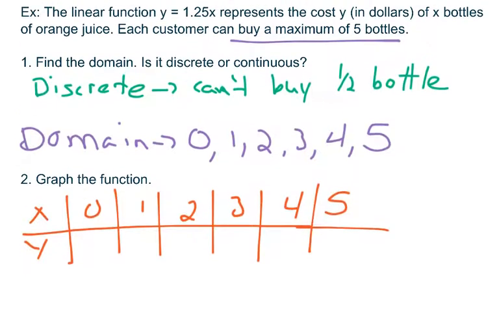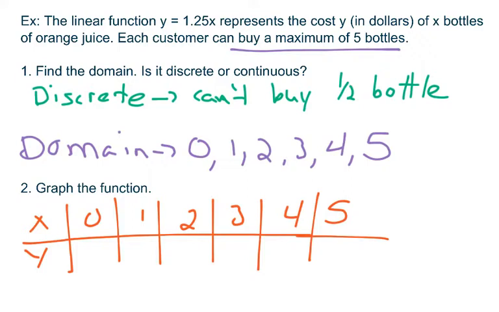Okay, if I buy 0 bottles, remember we're using this function right here, y equals 1.25x. That would be the cost y of x bottles. So if I buy 0 bottles, my cost is obviously going to be $0. If I buy 1 bottle, that would be $1.25. If I buy 2 bottles, that is $2.50. And again, if you're not sure how to find the y values, just plug and chug. Take these x values, put them in your equation for x, take your x value times 1.25, and that will give you your y value.